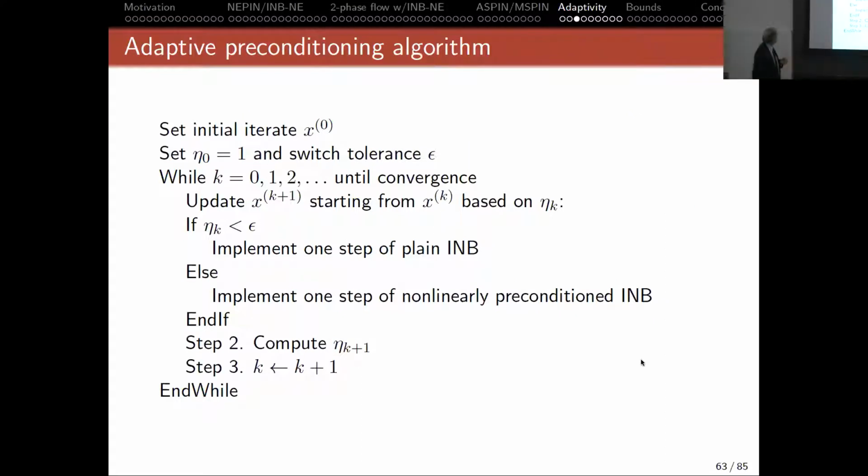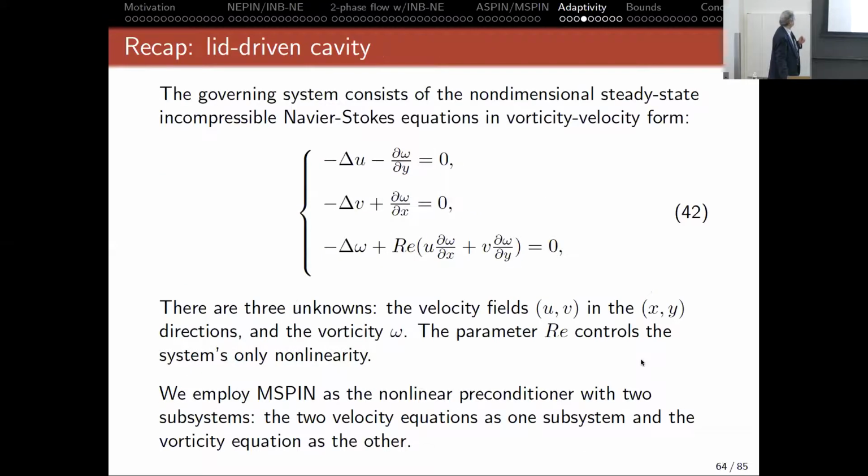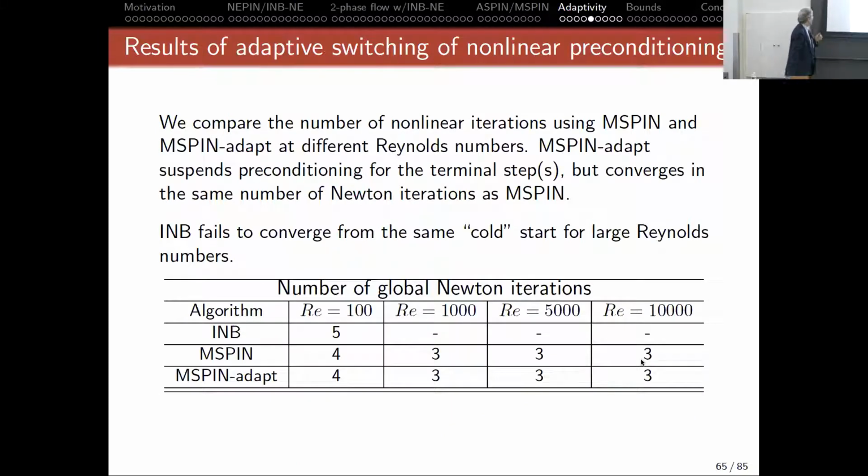So we can set up this simple algorithm that tests on this tuning parameter epsilon. It can be something like 0.1, 0.2. And let's apply that to this problem that we just looked at. And INB converges for Reynolds number 100, fails for 1,000 and 10,000.